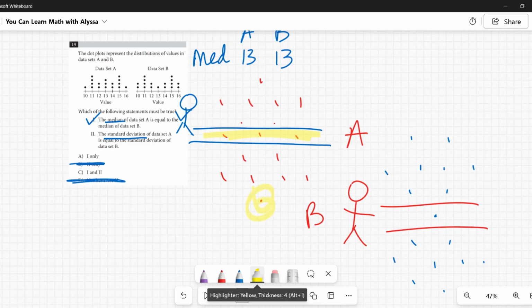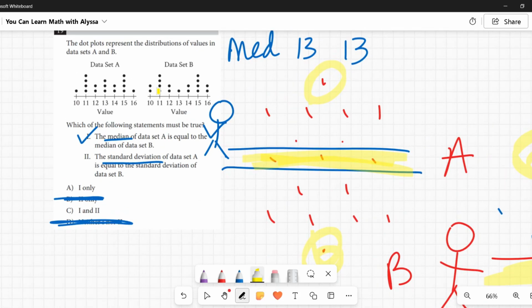There's only 1 outlier on the top end on both sides. This one, and it has 3 that are in the middle. This one only has 1 that's on the path, and it has 2 outliers at the top and the bottom. So it has a higher standard deviation. It's further from the mean.